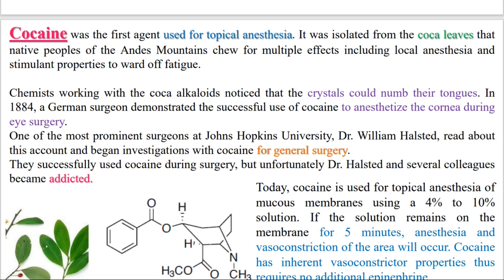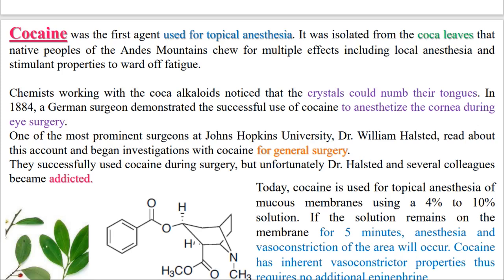Then a German scientist or surgeon in 1884 came into the picture, who demonstrated a successful use of cocaine to anesthetize the cornea during eye surgery. And then one of the most prominent surgeons at Johns Hopkins University read about the investigations, and unfortunately, the doctors who were in the research got addicted to it.